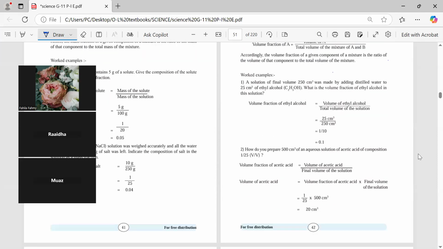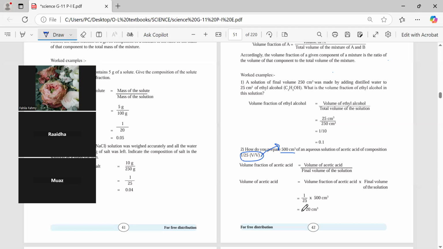Where the sum continues. How do you prepare 500 cubic centimeters of an aqueous solution of acetic acid of composition 1 over 25 volume fraction, V over V. So when they tell you the volume fraction, right, if they tell you how much you're supposed to prepare and the volume fraction, all you have to do is multiply the volume fraction by the amount that you need to get how much acetic acid will be in it.